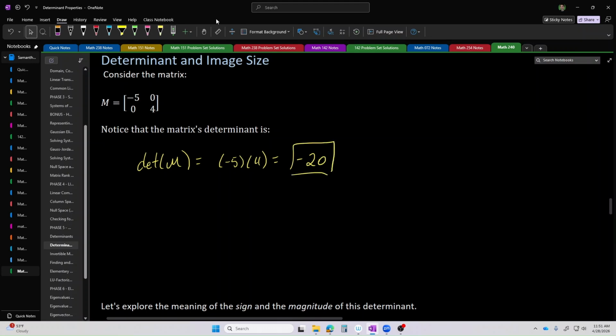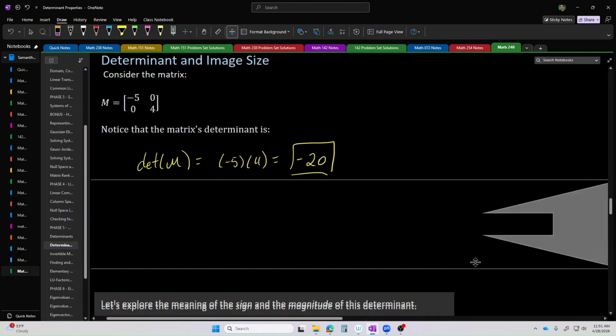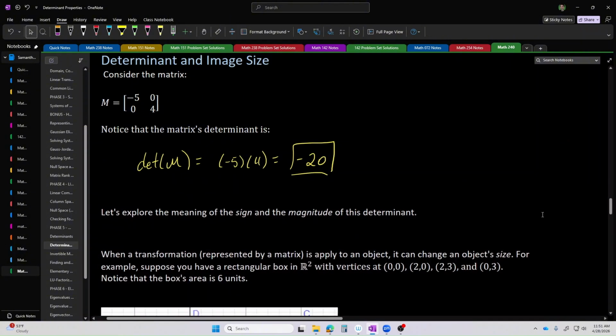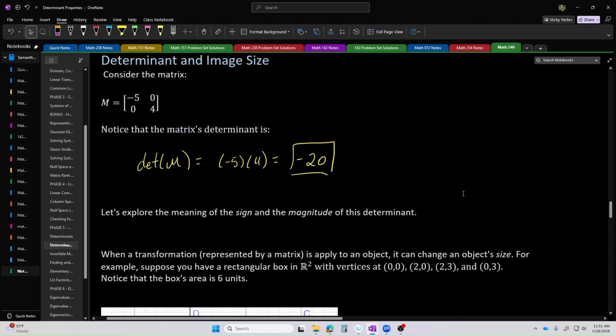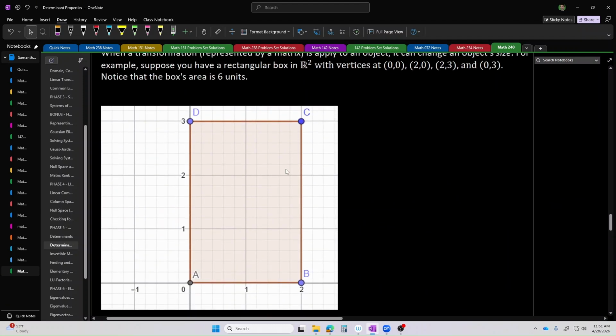So what I would like to explore is, what does this -20 mean? What does it mean that it has a magnitude of 20 units? What does it mean that it's negative? What is that telling you about what the matrix M is doing? So to that end, the first thing that I want to consider is that when this matrix M is acting on vectors in two-dimensional space, you can think about how it acts upon individual vectors, but you can also think about how it acts upon a set of vectors.